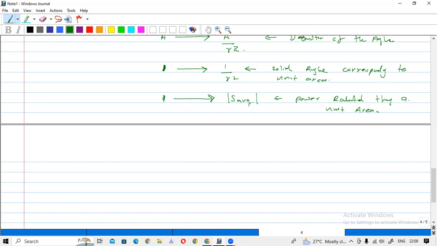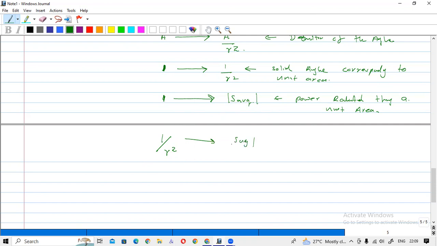Unit area corresponds to 1 by r square steradians. So this is the power corresponding to 1 divided by r square steradians, the solid angle. This is the power related with this solid angle, S average. So what is the power related with one solid angle? You have to divide this by 1 by r square.